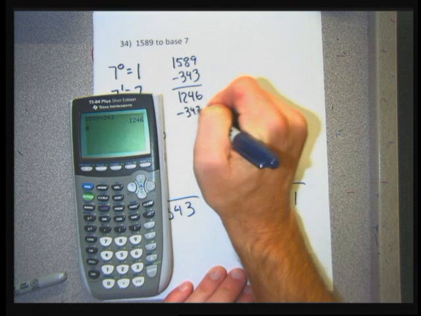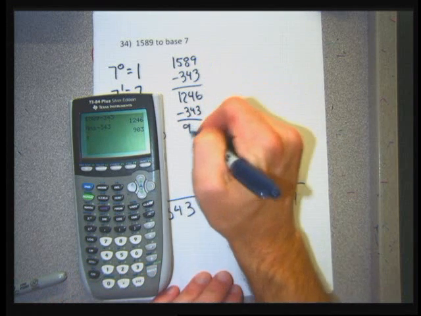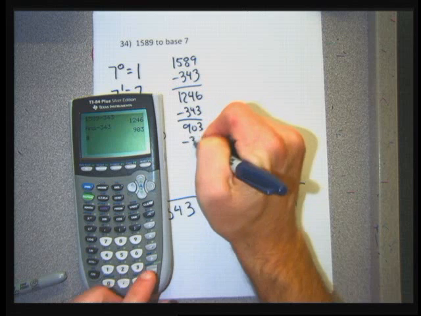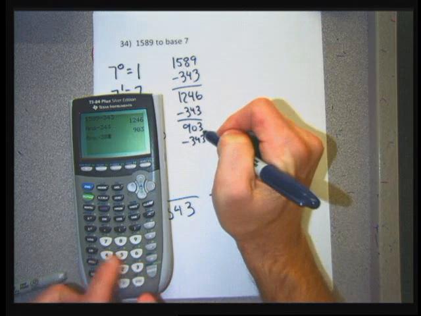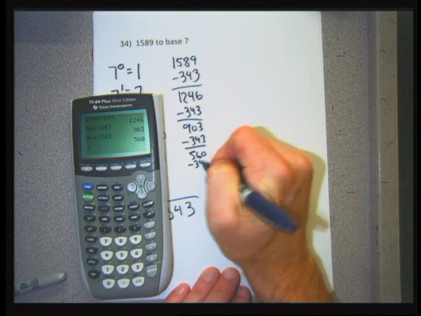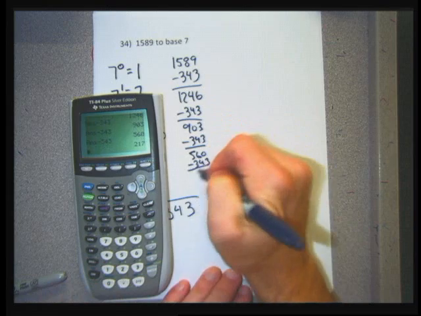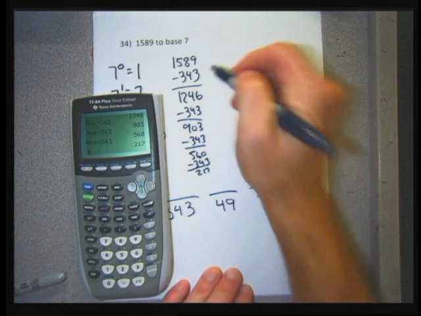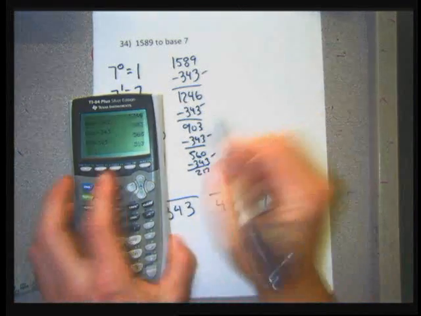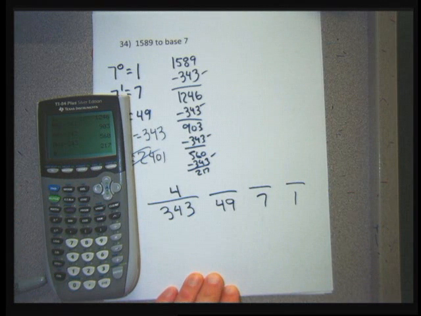Subtract 343 again and get 903. Subtract 343 again and get 560. Subtract 343 again and get 217. If I tried to subtract it again, I'd get a negative. So it's 1, 2, 3, 4 times that I could subtract 343. So in my answer, I'll write a 4 above the 343.